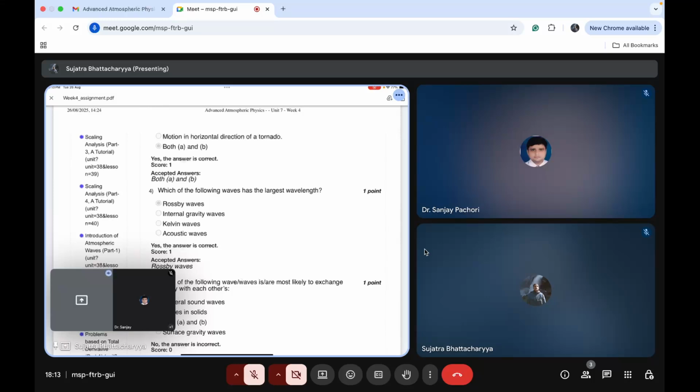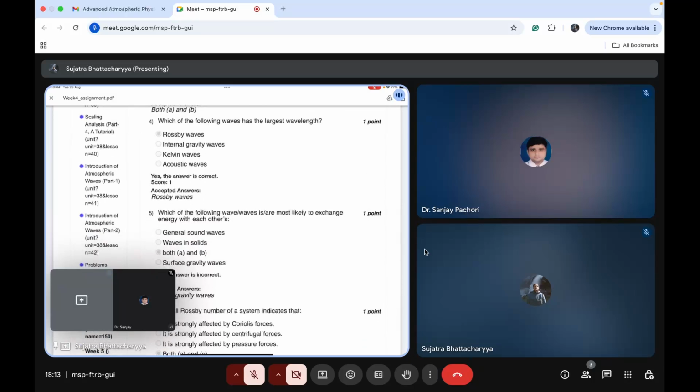I can't tell you mathematically right now why Rossby waves have the higher wavelength, but in terms of atmospheric dynamics, I can tell you why Rossby waves have the largest wavelength compared to any other waves. We will discuss these waves, not the Kelvin waves for sure, but acoustic waves and internal gravity waves. I will show you some things and it will be clear. Let's skip question number 4 for the time being.